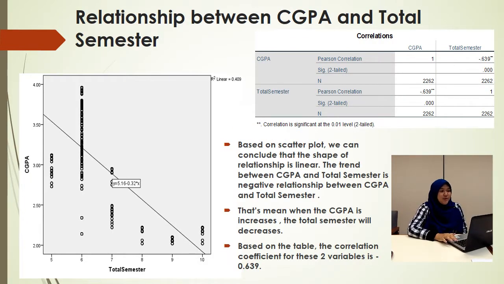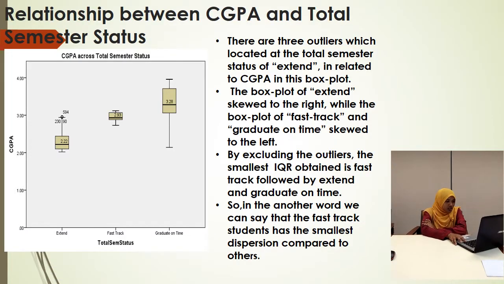Is a relationship between CGPA and total semester. Based on the scatter plot, we can conclude that the shape of the relationship is linear. The trend between CGPA and total semester is a negative relationship. That means when the CGPA increases, the total semester will decrease. Based on the table, the correlation coefficient for these two variables is negative 0.639.